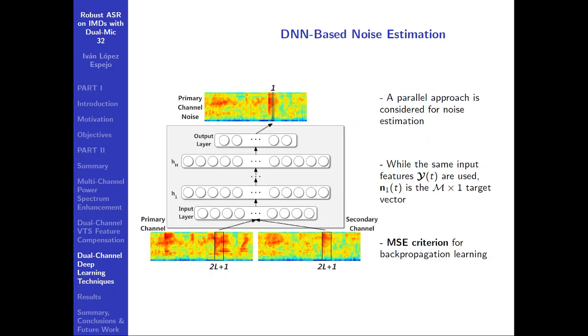Alternatively, a parallel approach was considered to find a non-linear mapping function between the dual channel observation and the noise log-Mel features at the primary channel. And while the same input features are used, in this case the target vector is the actual noise log-Mel feature vector at the primary channel at time frame t. And again, a pre-training stage is applied, in which it's considered again that each pair of layers are restricted Boltzmann machines, and the mean square error criterion was followed for backpropagation learning.